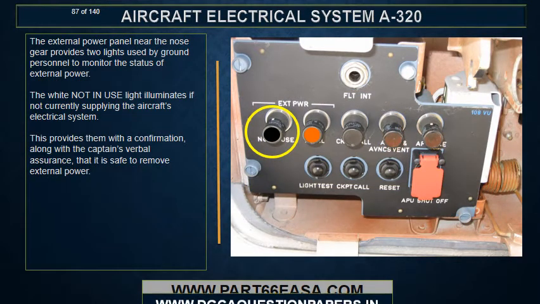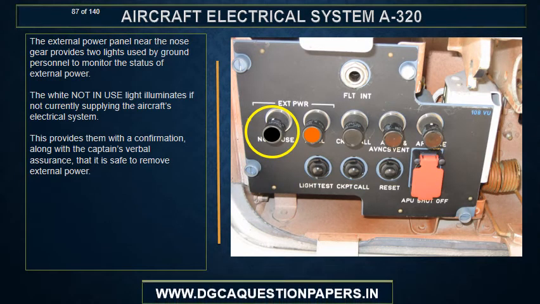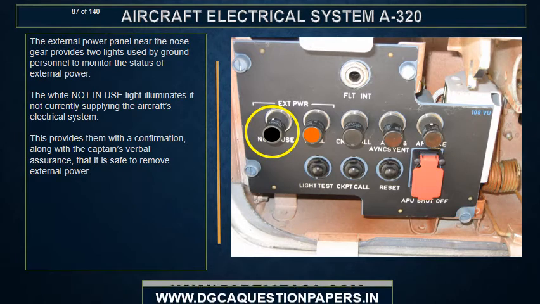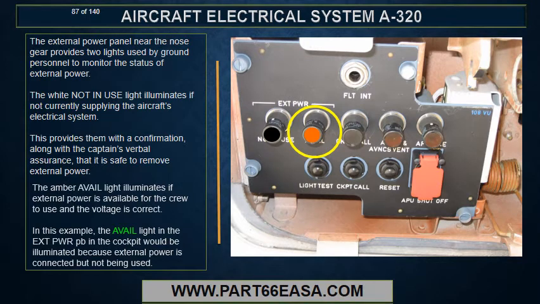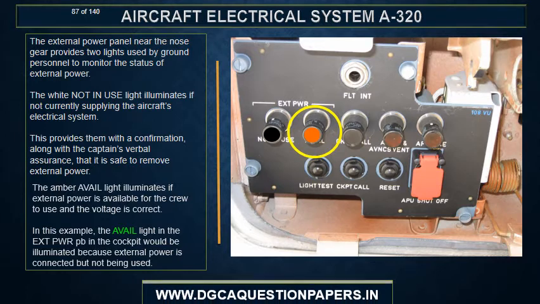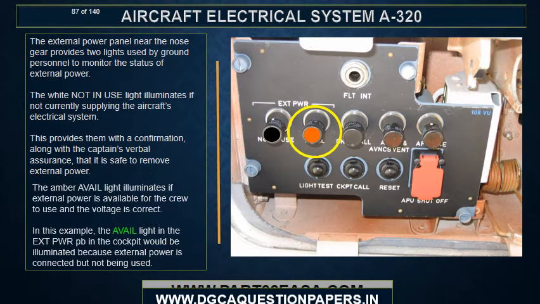The external power panel near the nose gear provides two lights used by ground personnel to monitor the status of external power. The white not in use light illuminates if not currently supplying the aircraft's electrical system. This provides them with a confirmation along with the captain's verbal assurance that it is safe to remove external power. The amber avail light illuminates if external power is available for the crew to use and the voltage is correct. In this example, the avail light in the external power push button in the cockpit would be illuminated because external power is connected but not being used.